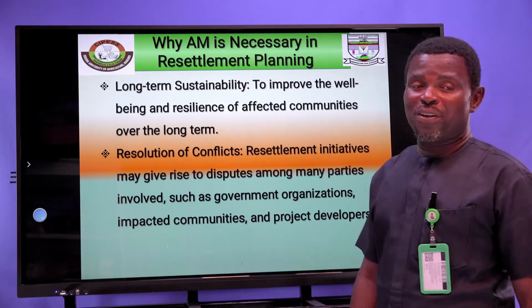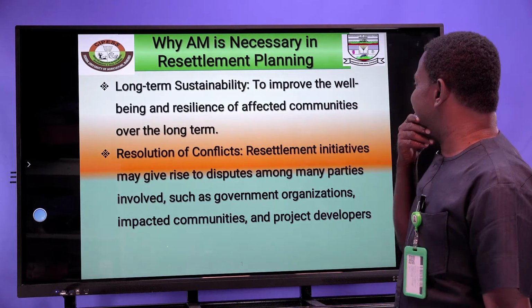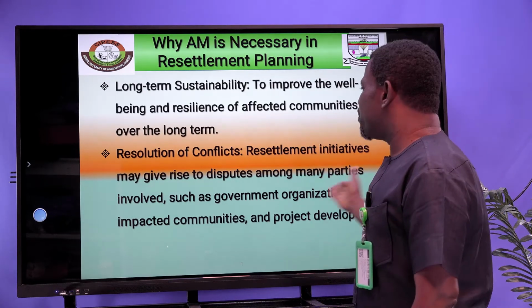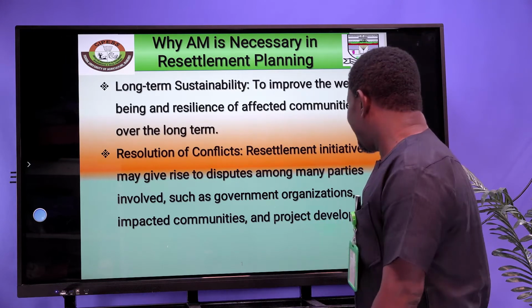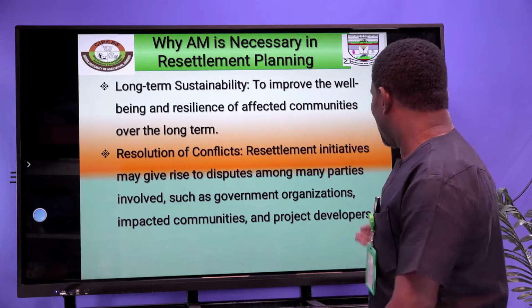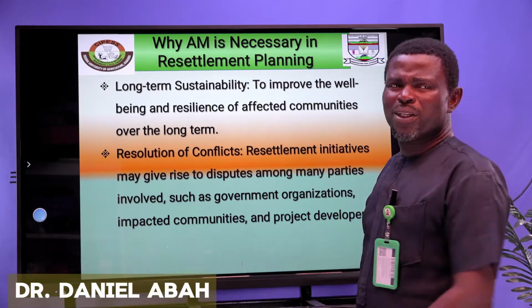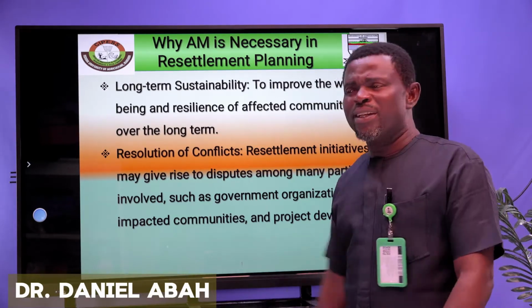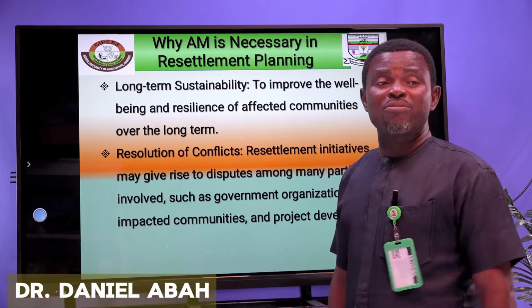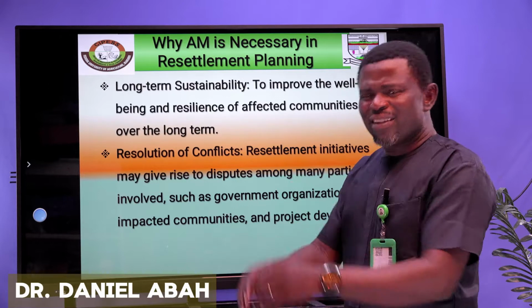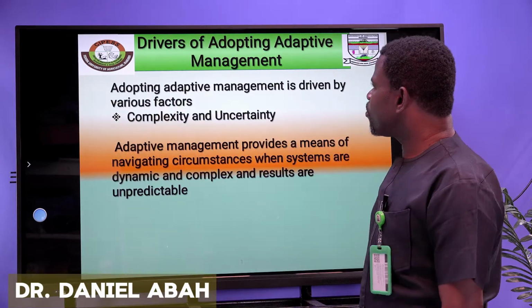You can't avoid conflict. So another key issue is resolution of conflict. The resettlement initiative will give rise to disputes among many parties involved, such as government, organizations, impacted communities and project developers. The place of resolution of conflict becomes very important. The government may be seeing it from a different perspective, the community may be seeing it from another perspective, the project developers may be seeing it differently. You need to harmonize them and solve the conflict among them.